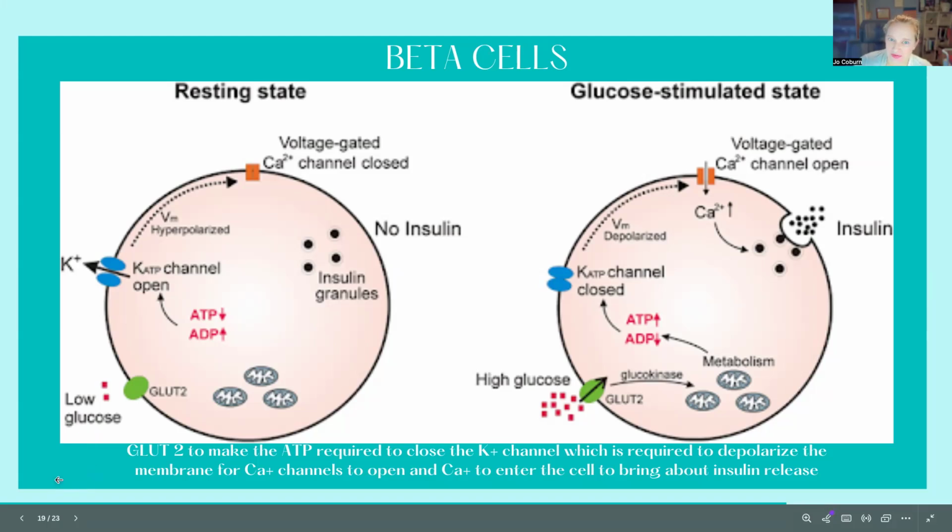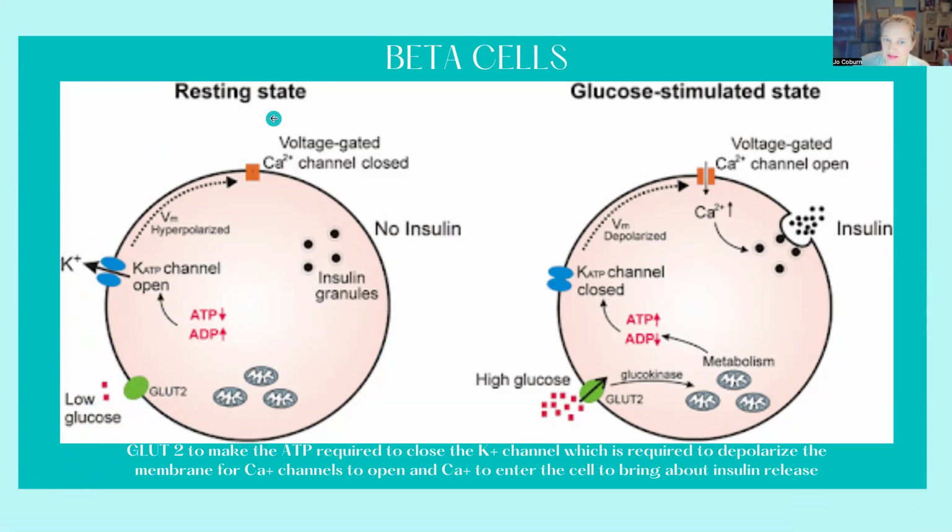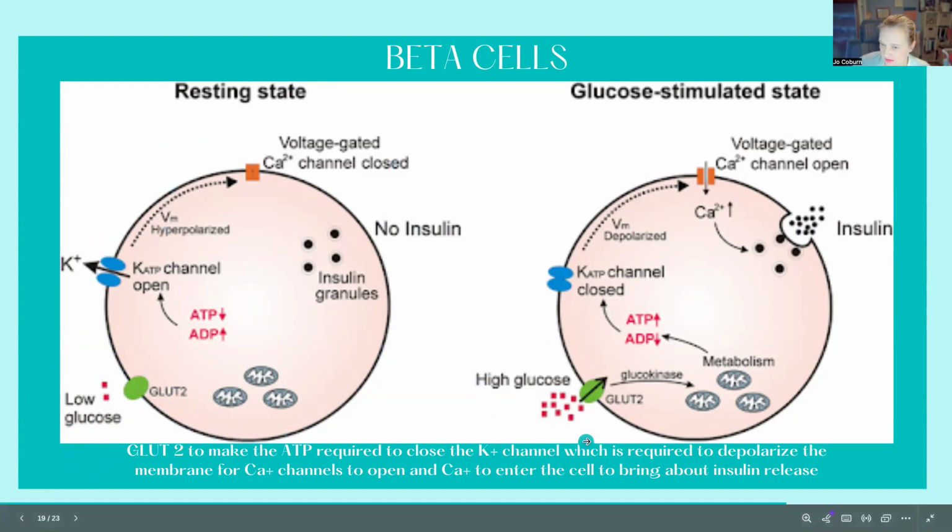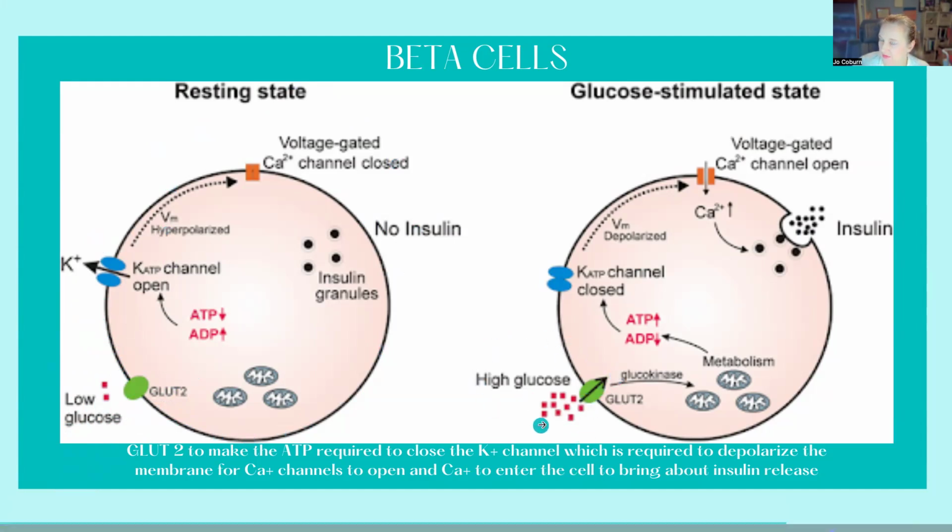If you go through the steps, if there's a low glucose, in a resting state, GLUT2 is not going to let it in. This is going to be the resting state. Glucose comes in through GLUT2. You've got ATP that's needed to close the potassium channel. That needs ATP to make that happen. It depolarizes the membrane, which allows calcium in, and the influx of calcium releases insulin.